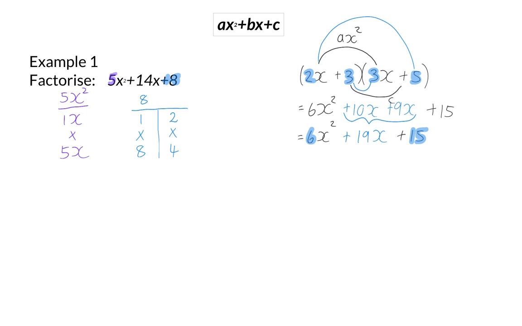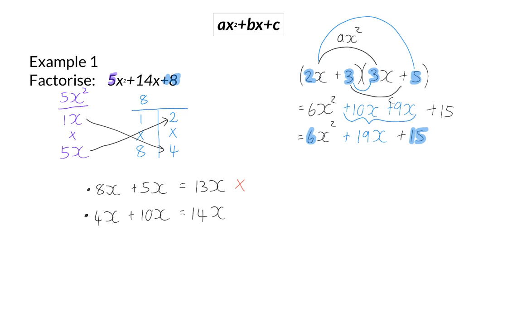Next, we'll have to try our different pairs of products that when added up will give us the 14x. We can, for example, say 1x times 8, which will give 8x, and 5x times 1, which will be 5x, and when added up here we get 13x, which means this is not the correct combination. Another option is 1x times 4, giving us 4x, and 5x times 2, which is 10x, and when added up here we do get a 14x.